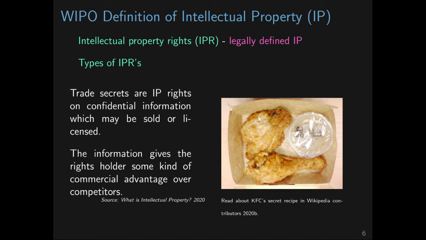The last type of industrial property which I am discussing today is the trade secret. And by its name, it is really about confidential information. It's not just any confidential information. It's information that gives the rights holder, the owner of the information, a commercial advantage over competitors. So one big example of this is my favorite example, which is the secret recipe of KFC for its chicken and gravy and sauce.